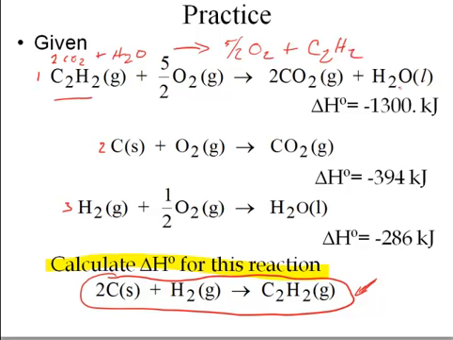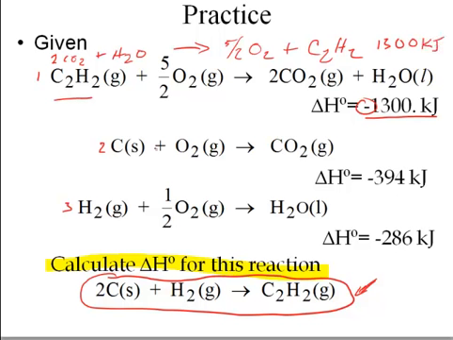Now, the super important thing is, I flipped the reaction. What do I have to do with this value right here? Well, hopefully you said I've got to get rid of that sign. So I've got to make it a positive 1,300 kilojoules. All right, so I've got that.